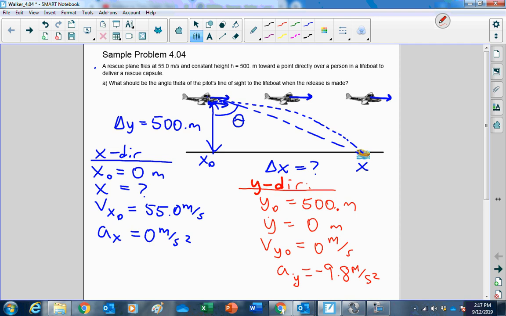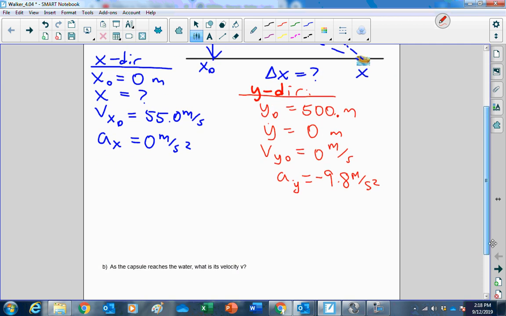So what these two directions have in common is time. And that time in this case is set by that height of 500 meters. Gravity is going to pull this capsule down in a certain amount of time based on that height. And so if I find the time for that height, that lets me solve for the distance it will go in x based on that velocity. So that's the first step, to find the time it will take gravity to pull that capsule down.